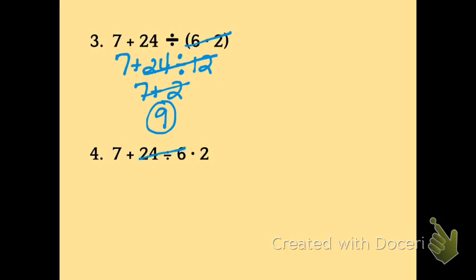What is that? 4. Cross it out, write 4 below it, then recopy everything you didn't use. So 7 plus 4 times 2. Okay, now what are we going to do next? Multiply, right? Because 4 times 2 is our next thing. Because adding comes at the end. So cross out 4 times 2. That's 8. Copy down the 7 plus in front of it. What is 7 plus 8? 15. Very good. Circle it.